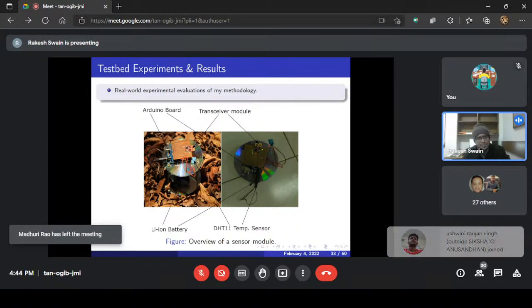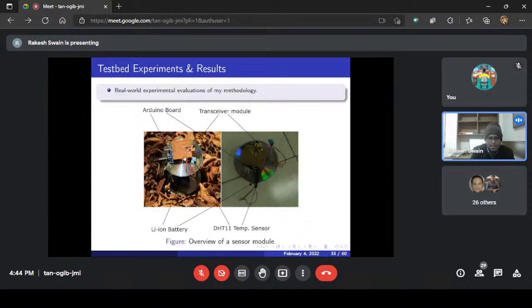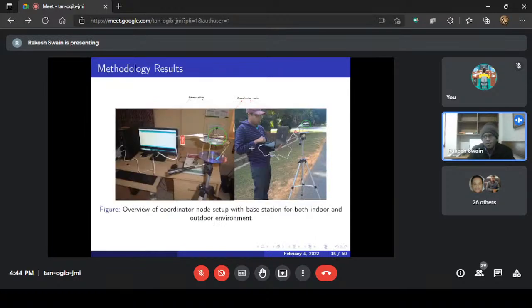Like this sensor module, we have designed 10 sensor modules, and this is just an overview of the sensor modules in the indoor environment, the lab. Ten sensor nodes are deployed here, and 10 sensor nodes are deployed in the outdoor environment. The same sensor nodes are replicated, duplicate sensor nodes are created, and deployed. Then, we have also designed a coordinator base station to collect data from the sensor nodes.